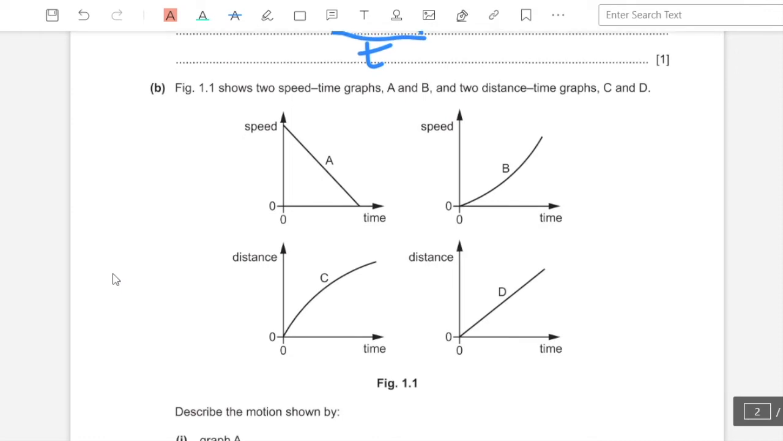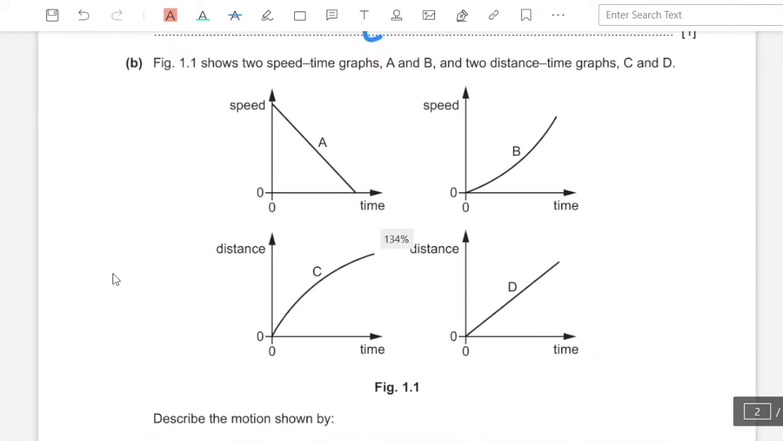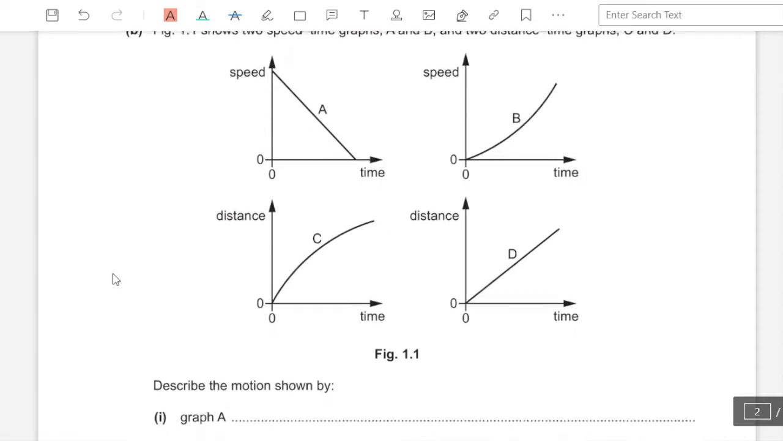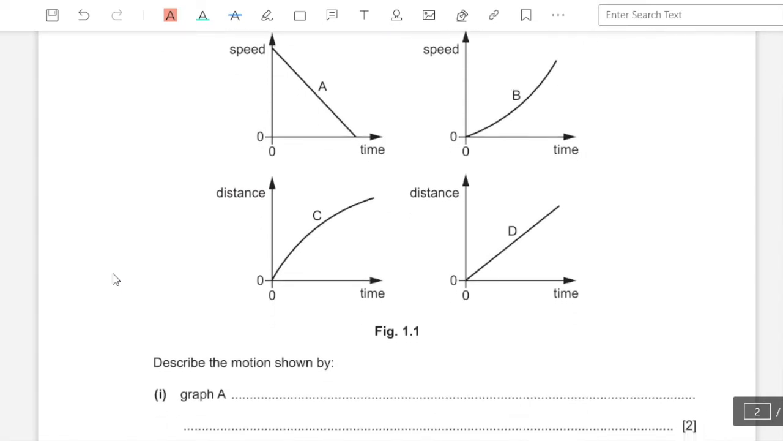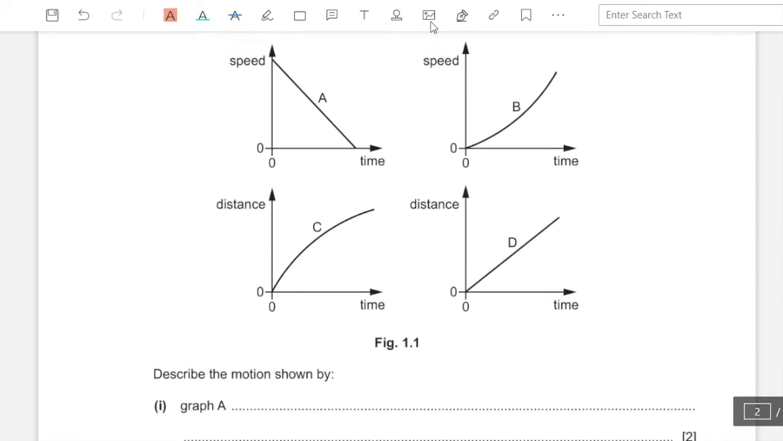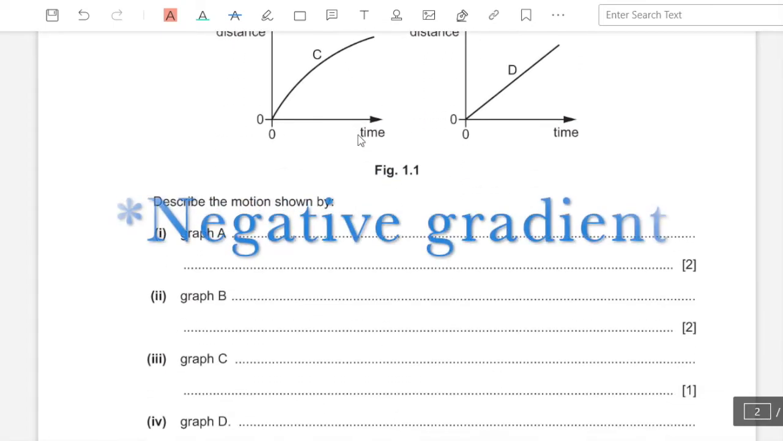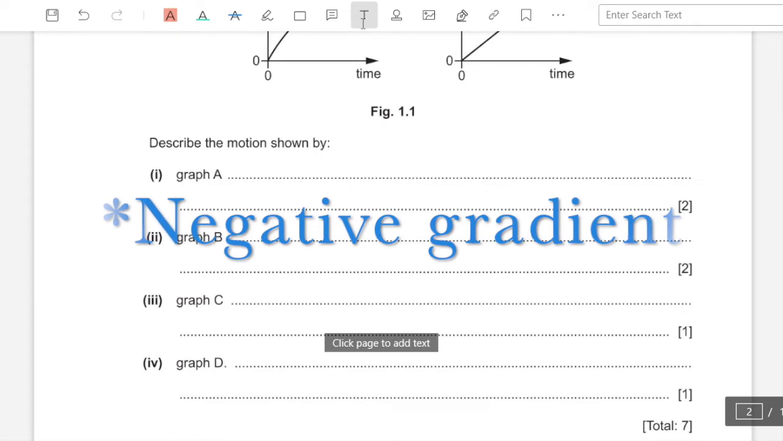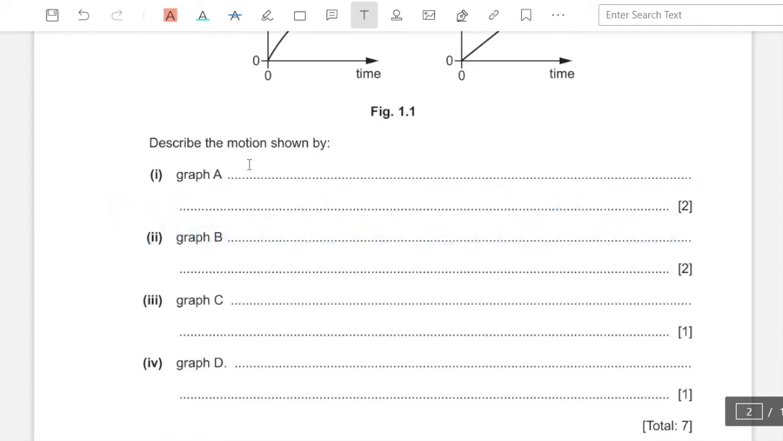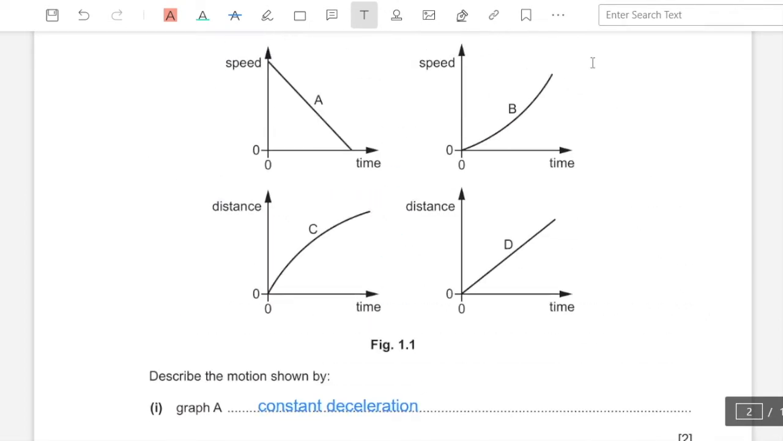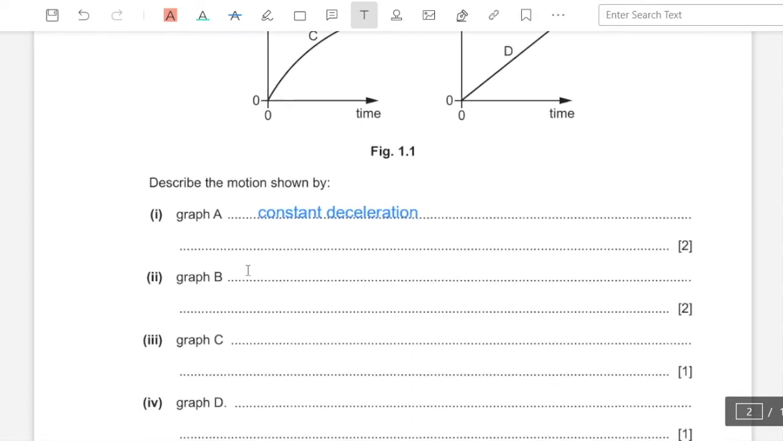B. Figure 1.1 shows two speed time graphs, A and B, and two distance time graphs, C and D. Describe the motion shown by each graph. So graph A over here has a straight line with a decreasing gradient, which means this is constant deceleration. Graph B over here is increasing acceleration.